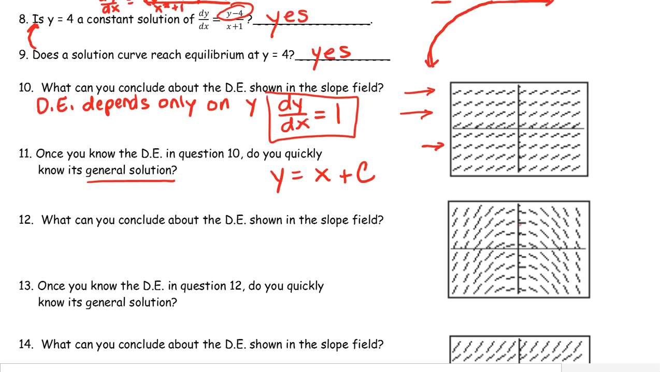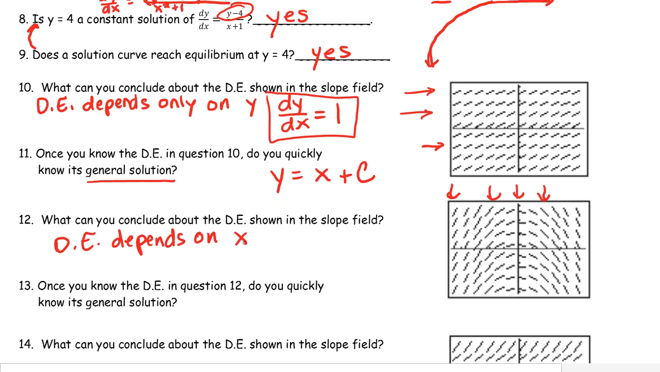And then another slope field, what do we notice here? Well, I hope pretty quickly you would notice that if you read vertically, each vertical column is consistent. So this differential equation depends only on x.